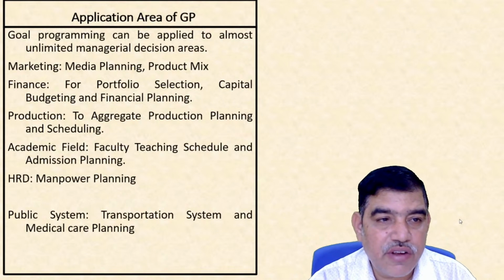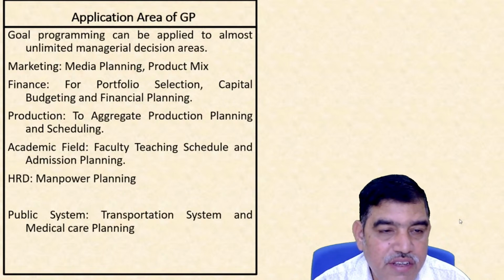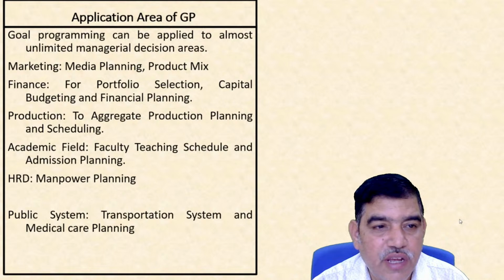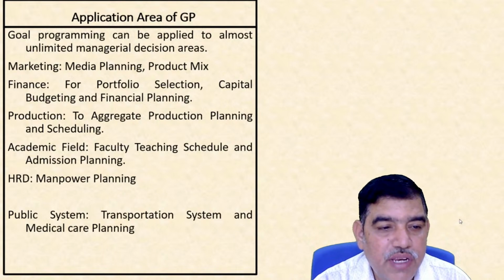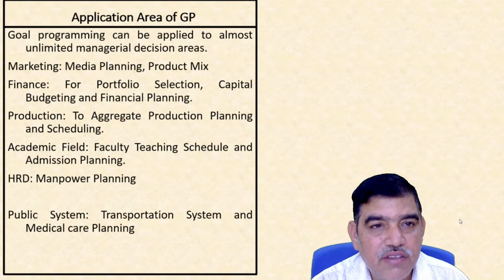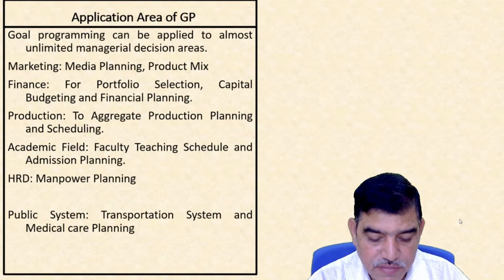So that's why I am writing here. In marketing, it is used for media planning and product mix. In finance, similarly, it is used for portfolio selection, capital budgeting, and financial planning. For capital budgeting, as one example, we can plan with different goals, different objectives, we can take for profit maximization. In financial planning also, in production also, aggregate production planning and scheduling. In the academic field also, faculty teaching schedules and admission planning. So there are different areas where we can use goal programming to achieve our target.